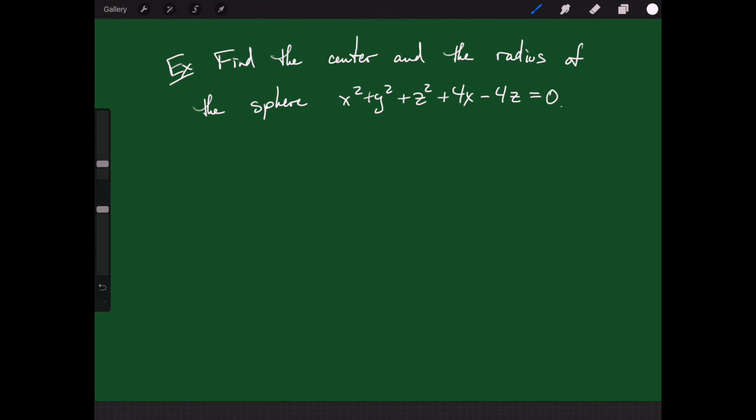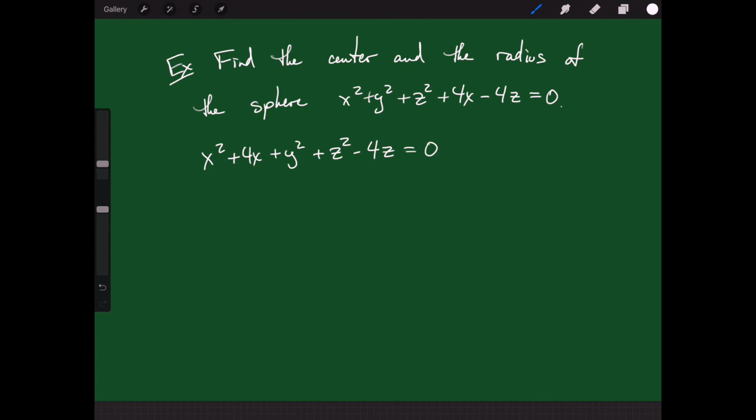Now, this sphere is not in standard form currently, and we'd like to put it in standard form so that we can easily just read off what the center and the radius are. And to do this, we need to remember something called completing the square. All right, let's do it. So what I'm going to do is group the x terms together. So I've got an x squared plus 4x. I've got a y squared, which is all by itself. And I've got a z squared minus 4z, all equal to 0.